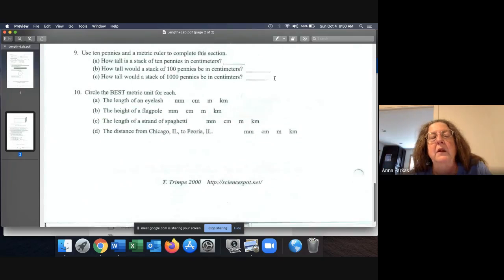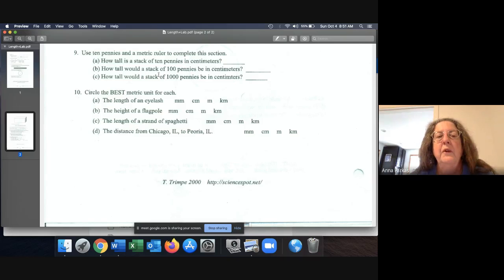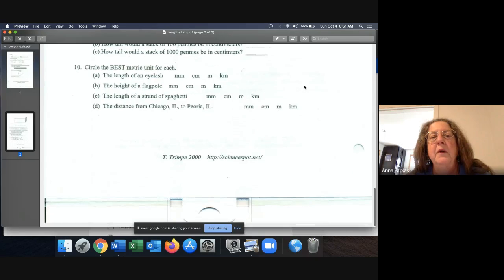The next is pennies. We have pennies available in the classroom. And the questions are, how tall is a stack of 10 pennies? So you're going to stack them up, right? Now you're going to have, how tall would a stack of 100 pennies be, remember, in centimeters. So are you going to stack that up? That's going to be kind of up to you. How tall would a stack of 1,000 pennies be in centimeters? I don't know about stacking that up. So you're going to have to figure that out. What's the best way to do this, and how are you going to do it?